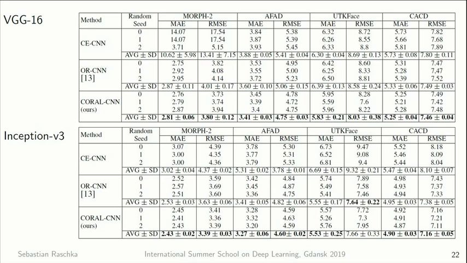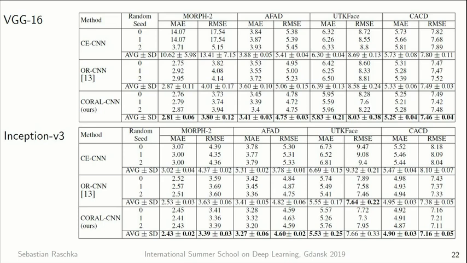Inception is also interesting because this is a network that has auxiliary losses. So it not only has a loss at the very end of the network, but also in between. So here I also use the CORAL loss in all 3 losses of the Inception. Okay, so this was about predicting the age of the person, which apparently is also very easy.